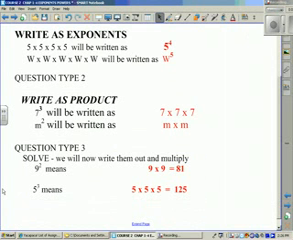So good luck on the YACAPACA. Remember, we're trying to get a score goal of at least an 80. Do the best you can, and go for it.